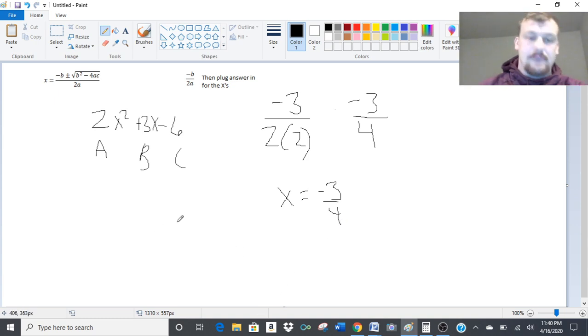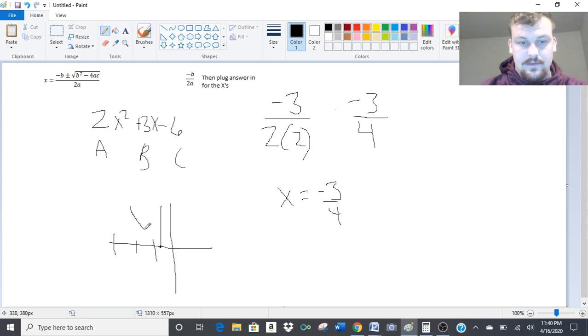Now, what does that mean? On the graph, we're going to draw it out. Let's just say this is 1, 2, 3. This isn't 1, it's negative 3/4. So the axis of symmetry is going to be about right here. That means this is going to be the middle of the quadratic equation.